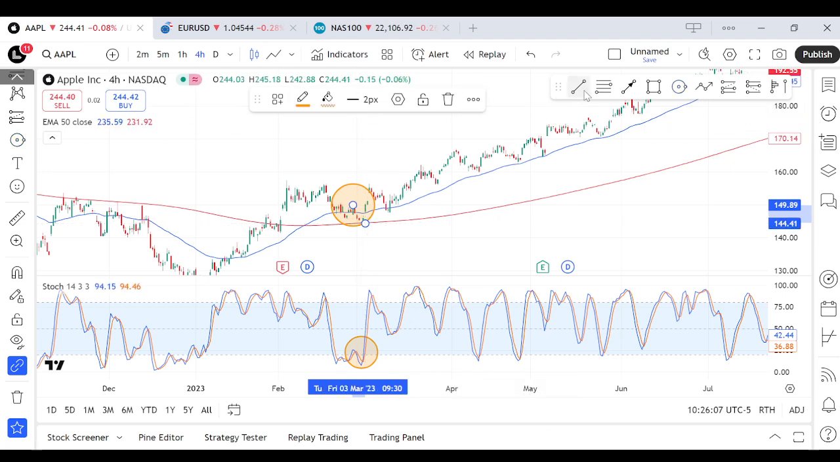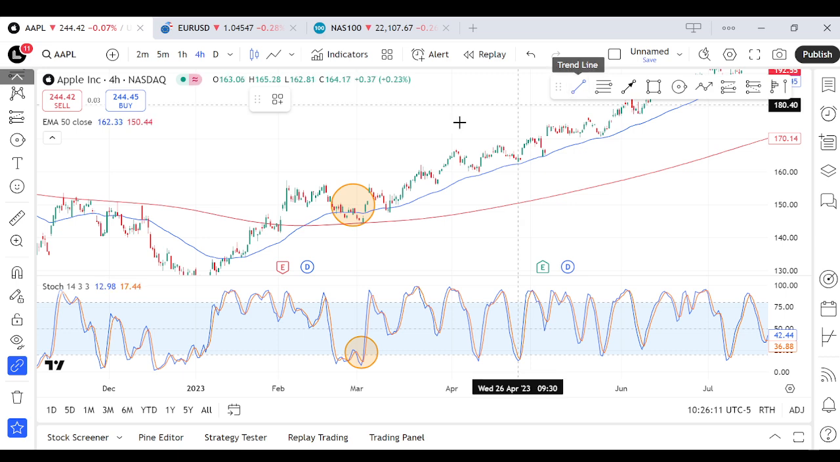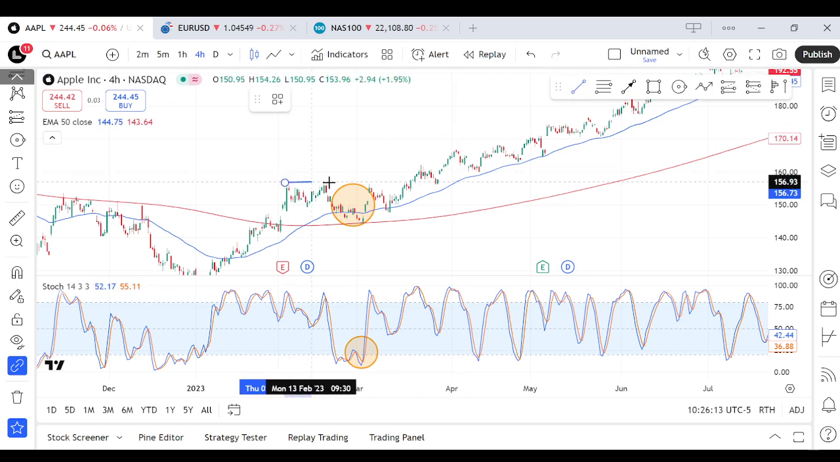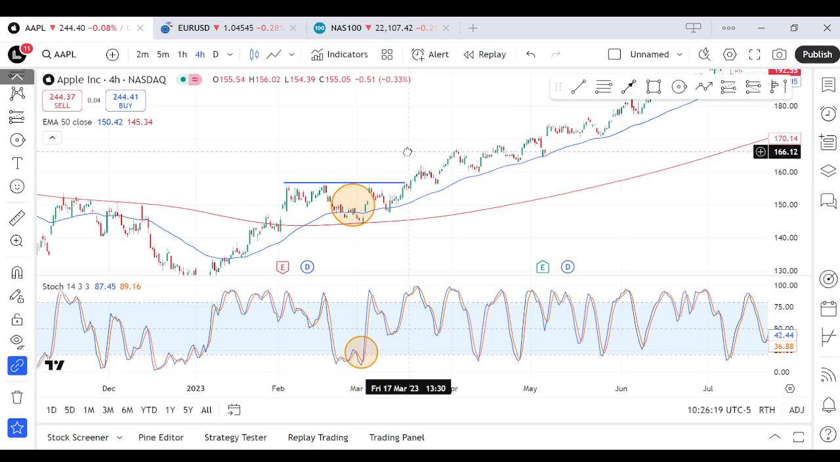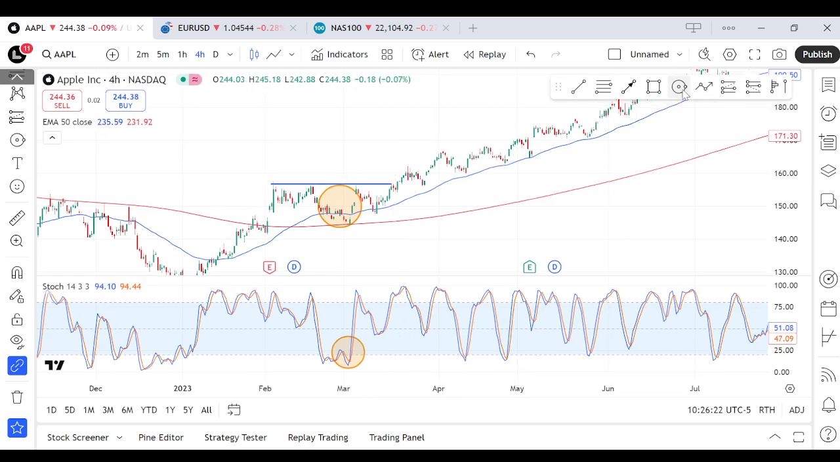We have price breaking structure right here, confirming the bullish momentum and showing more buyer strength entering the market. You can also see these consecutive green candles right here, showing enough buyer's strength in the market.